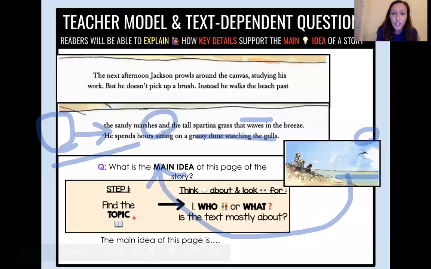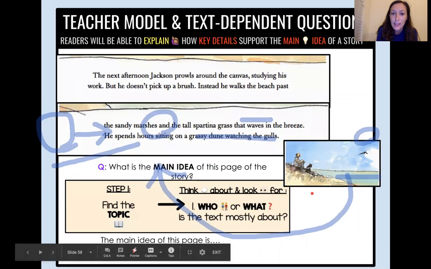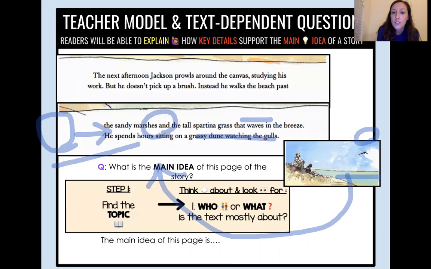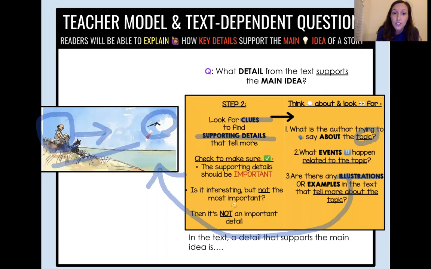So if I go back to this first page, I know my annotations are still here, but I see that he's watching the gulls. In the text, it says that he's watching the gulls, which is something that we see again here in this illustration. So why is that important? How does that tell us more about Jackson sitting on the beach? How does that help us figure out what's the main idea? I can put the topic of Jackson sitting on the beach together with the clue of the illustration of him watching the gulls to say that he's looking at the movement of how the gull flies around in the air. But why is that important?